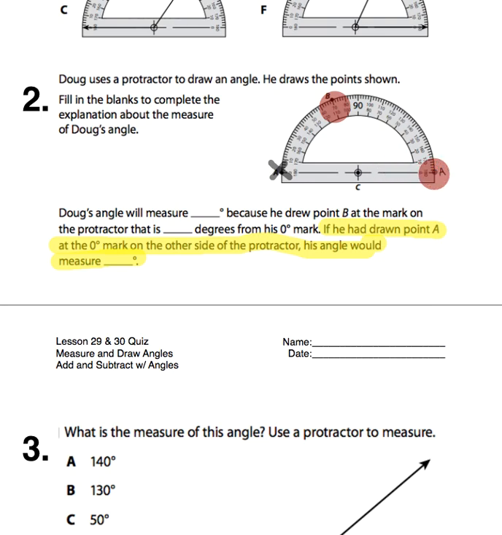But now what would the measure of his angle be? If we were starting at this 0 instead, what would the measure of this angle be? And if we're starting from that 0, we better be reading the numbers that go up, that increase from this 0. What would the measure of that angle be? Go ahead and pause the video, and write that measurement right here in this last blank.